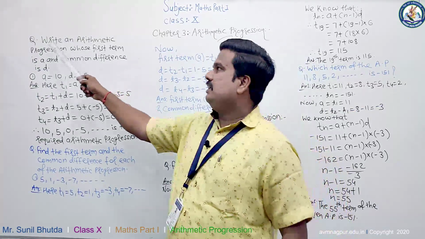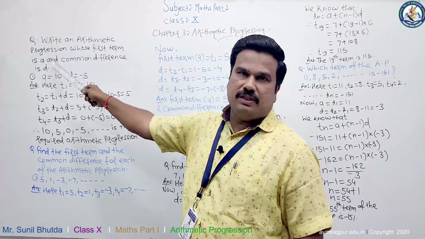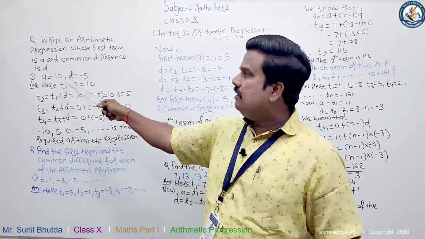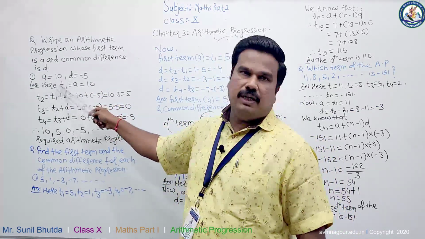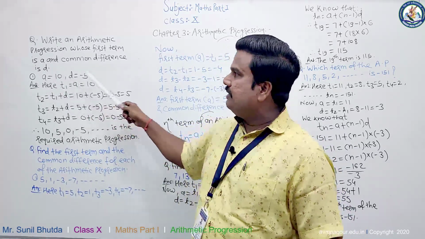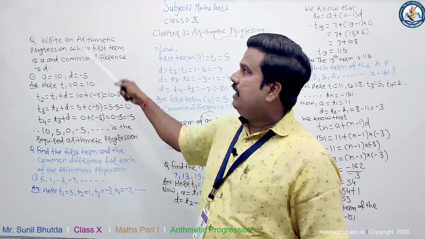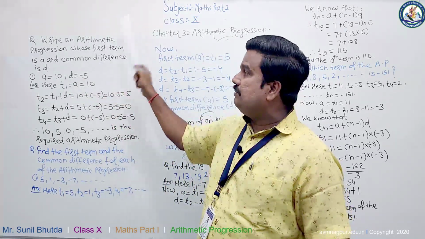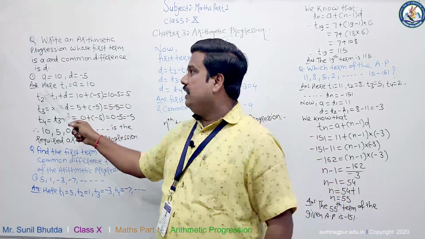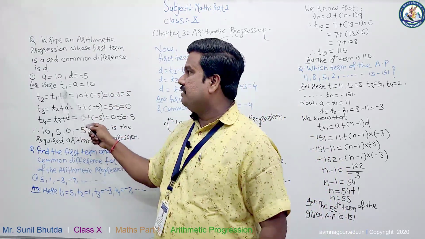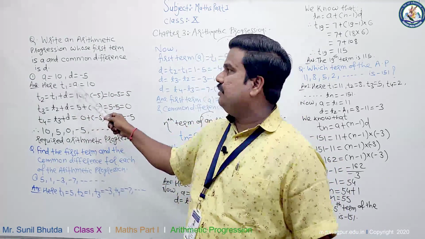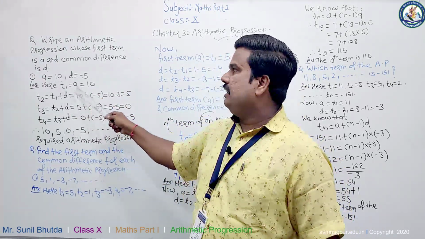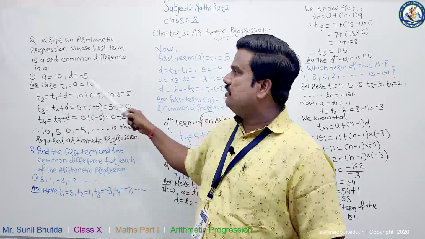Our next question is, write an arithmetic progression whose first term is a and the common difference is d. Here, the first term is given, it is 10, and the common difference is also given, it is minus 5. And we have to write down the given arithmetic progression. Firstly, I have written what is the first term. The first term is denoted by the symbol small a. And what is a? 10. If a is 10, then T1 is also 10.